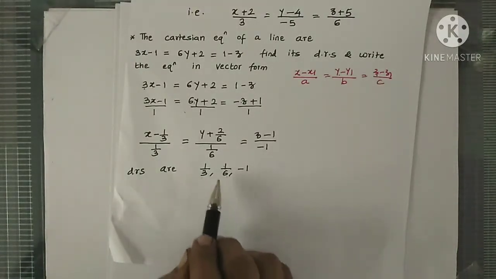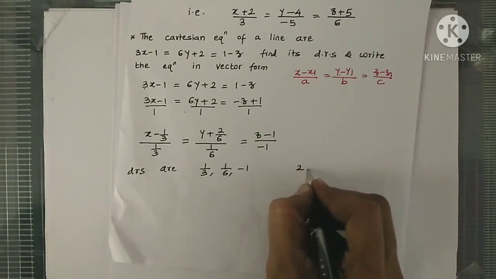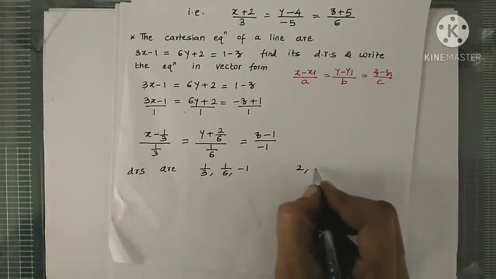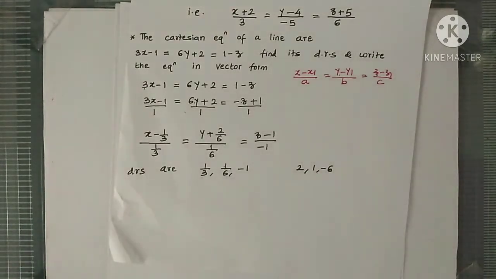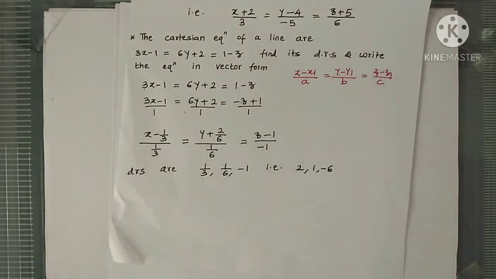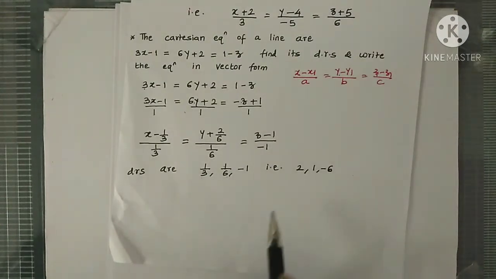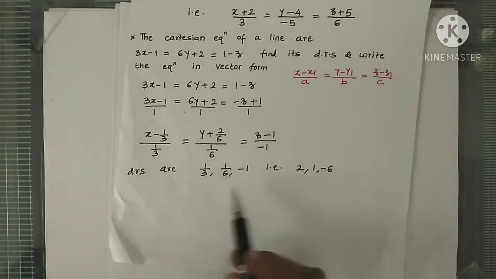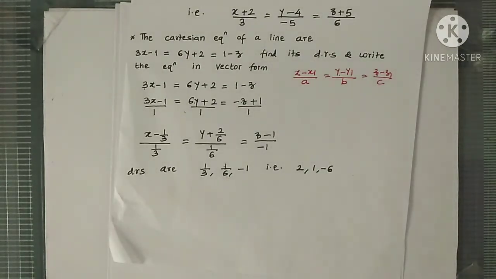the LCM is 6. So multiplying all these terms by 6, we get 6 upon 3, that is 2. 6 by 6 is 1. And multiplying the last number by 6, we get minus 6. So these are direction ratios of the line. You can write 1 by 3, 1 by 6, minus 1, no problem. But instead of writing the fraction, I am multiplying these numbers by 6 so that we get integers here. So now we have direction ratios.